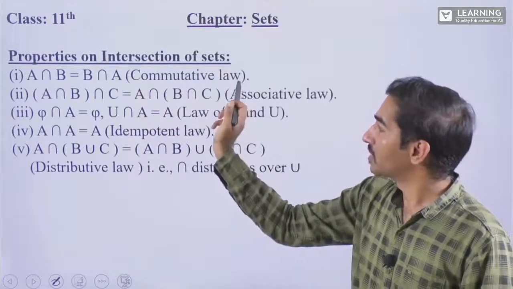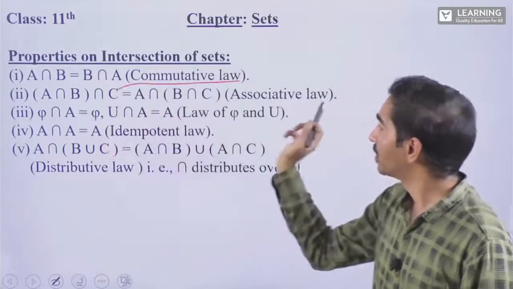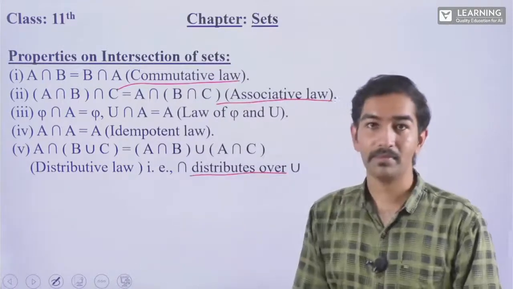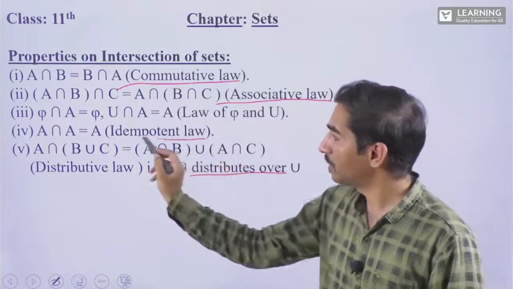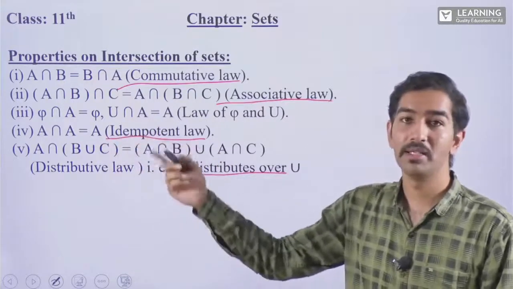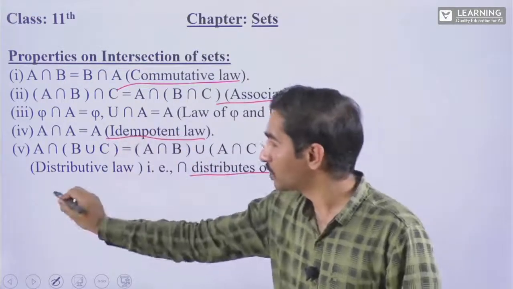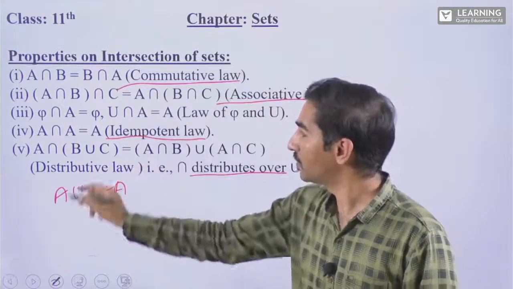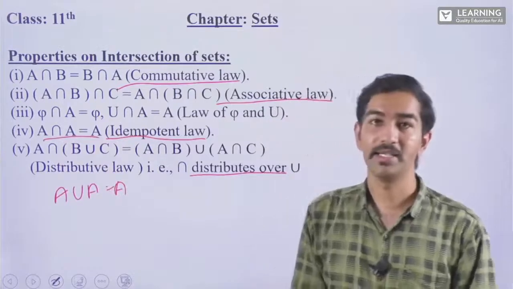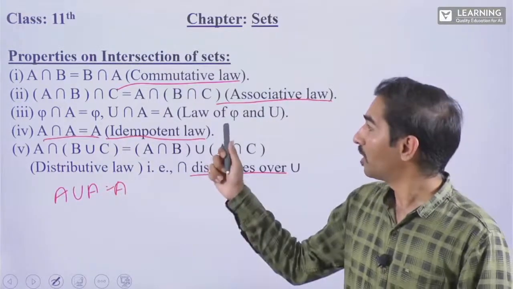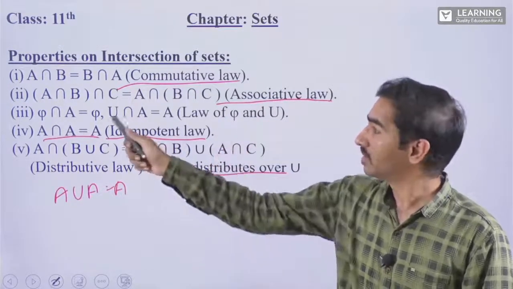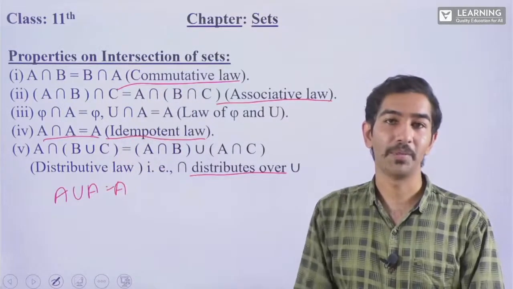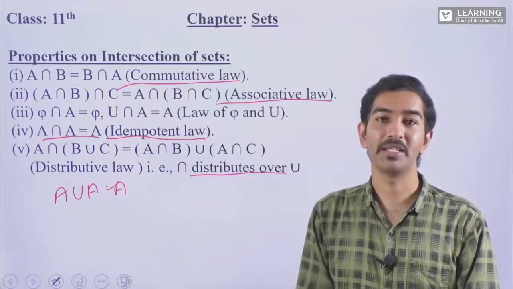Properties on intersection of sets. This satisfies commutative law, this also satisfies associative law, this also satisfies distributive law. Apart from that, it also satisfies idempotent law as we have seen previously. Idempotent law in union was A union A is equal to A. In intersection, we see A intersection A is equal to A. Law of universal and null set is also satisfied for intersection of sets. So this is about some properties of the operations on the sets.